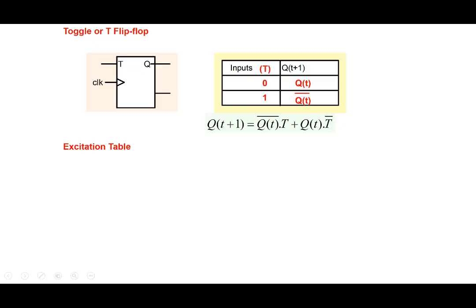Then there is this concept of what we call an excitation table. We'll see the value of this excitation table in the next lecture when we design sequential circuits. So the idea of an excitation table is the following: it says what inputs are required to cause a particular state change.